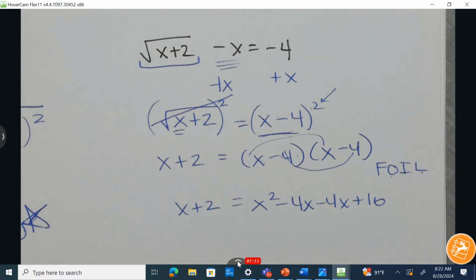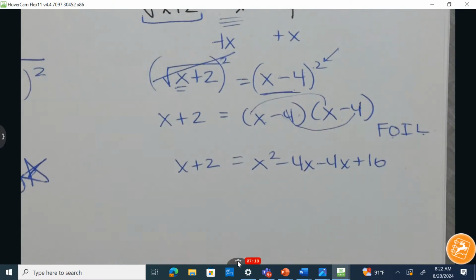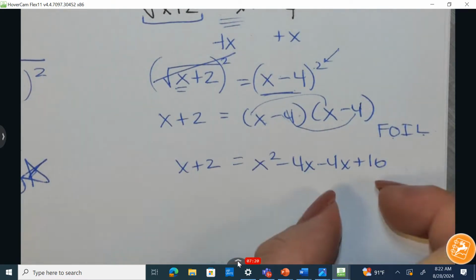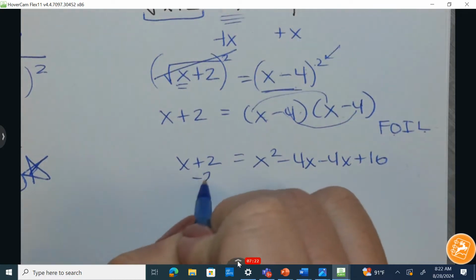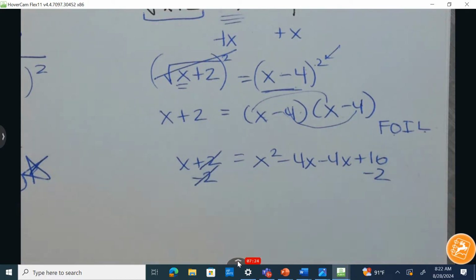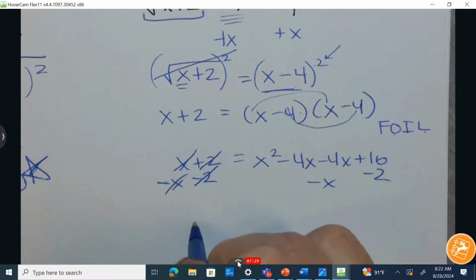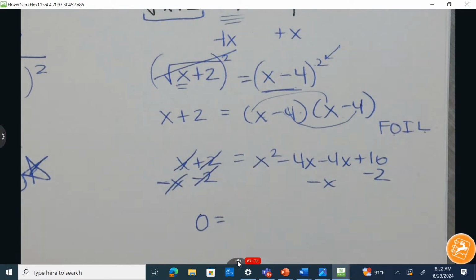I want to move everything to the same side. Well, there are 4 terms over here, and the leading coefficient is positive. So it's going to be to my advantage to move everything to the right-hand side for this problem. So I'm going to subtract 2. They're additive inverses, so they cancel out. I'm going to subtract x. Additive inverses, and now I have nothing left on the left-hand side.